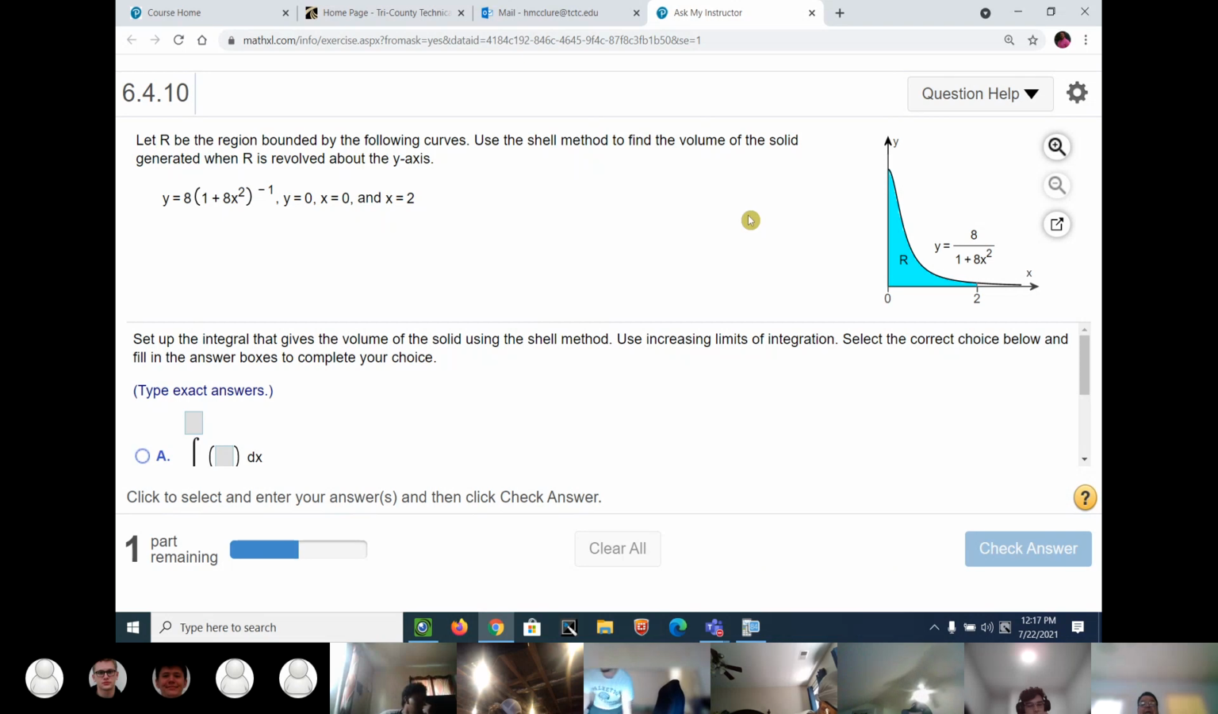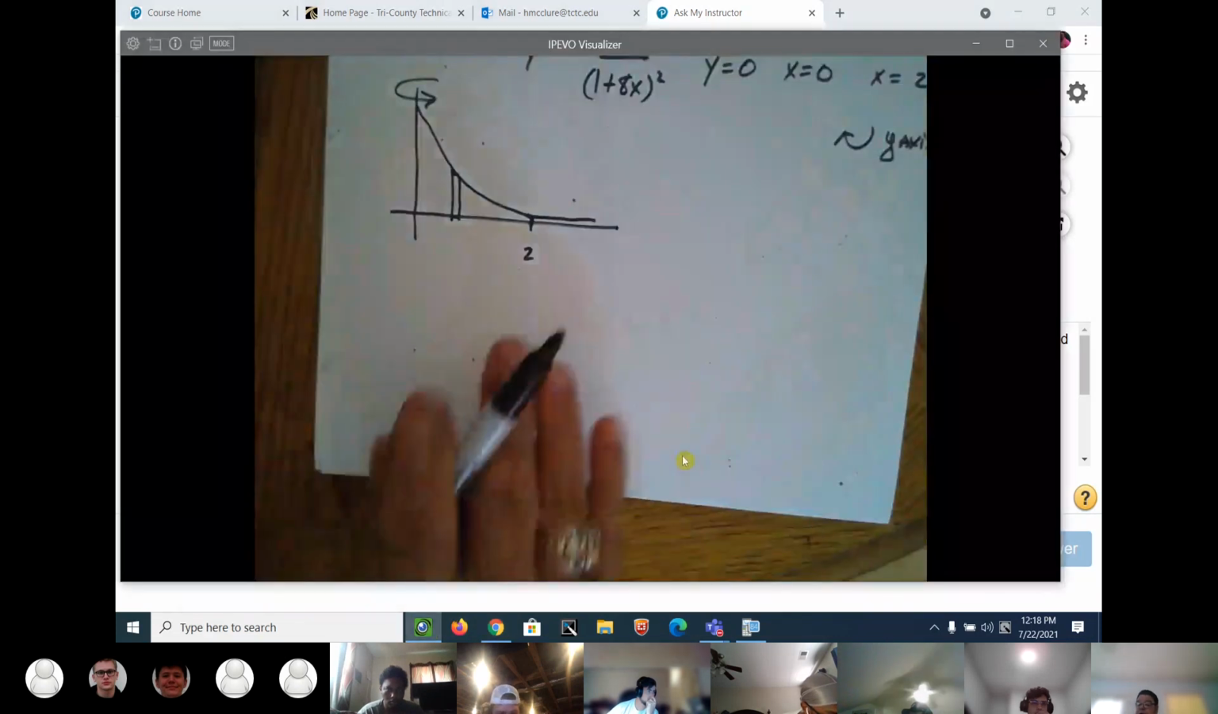So as long as it's around the y-axis and it's a shell method, we don't have to worry about changing anything. You already got a sketch of it, so that helps you out right there. It looks something like this. So they're wanting to do a shell around the y-axis. I think I've got everything I need. So it should look something like this.